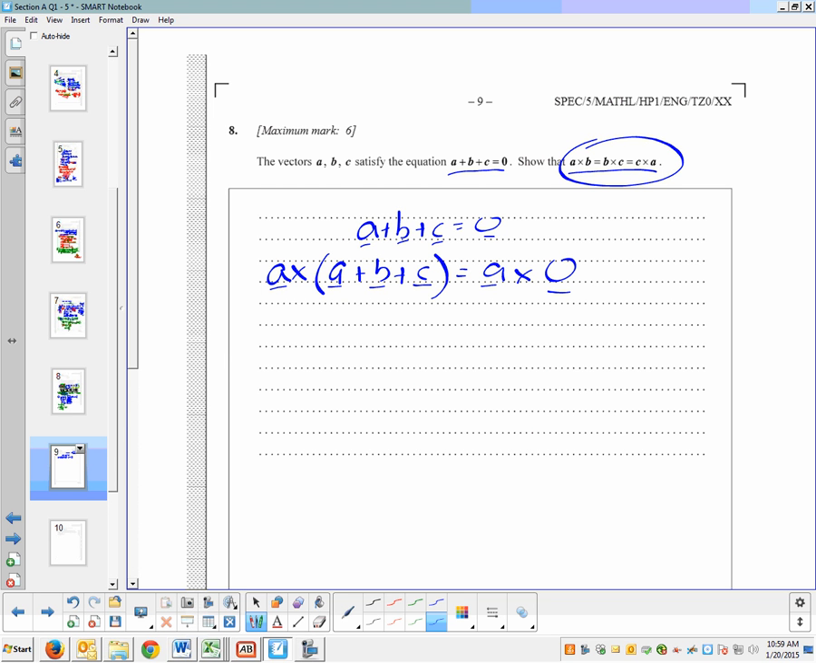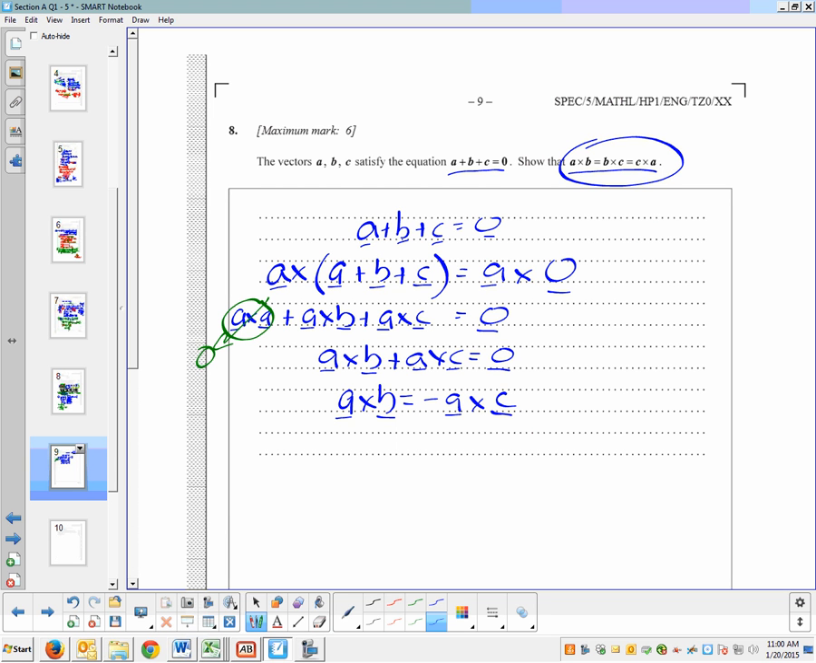A cross 0 is obviously still 0. Any vector crossed with 0 is 0. That's kind of the point. On the left, I can use the distributive property. Any vector crossed with itself is 0. So I've got A cross B plus A cross C is equal to 0. Just rearranging that, A cross B equals minus A cross C.